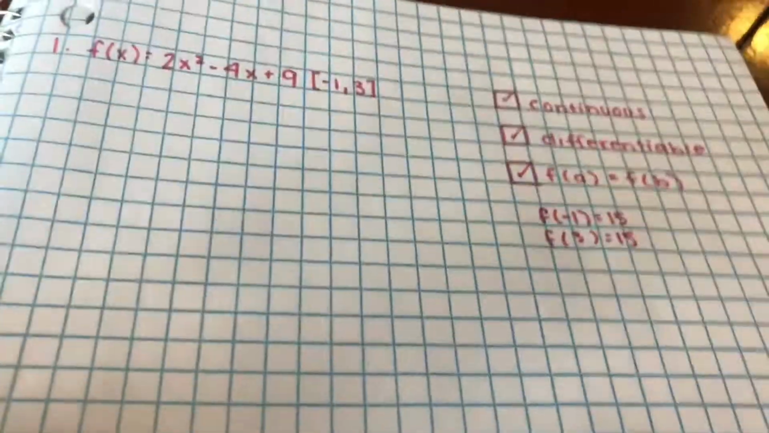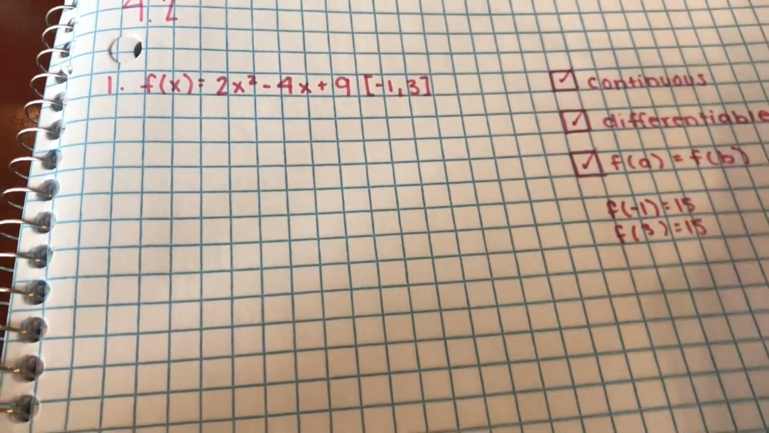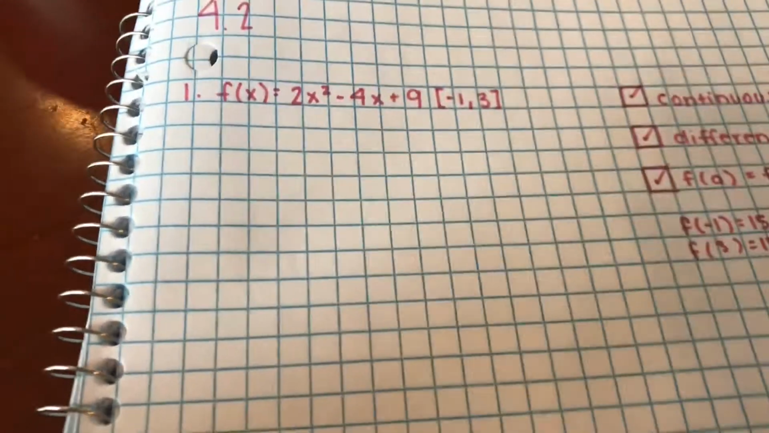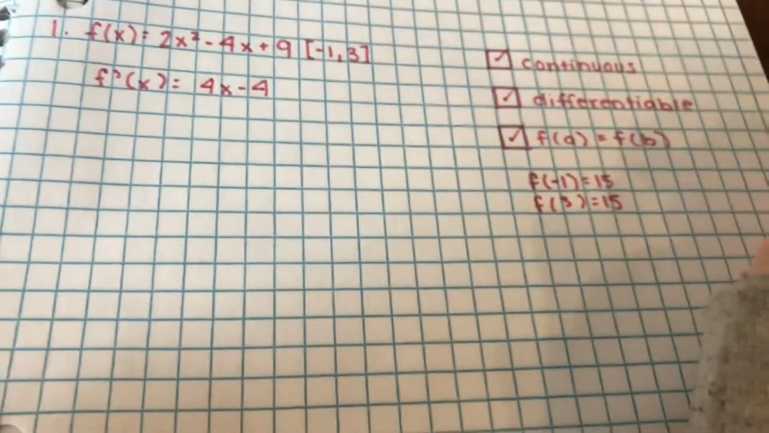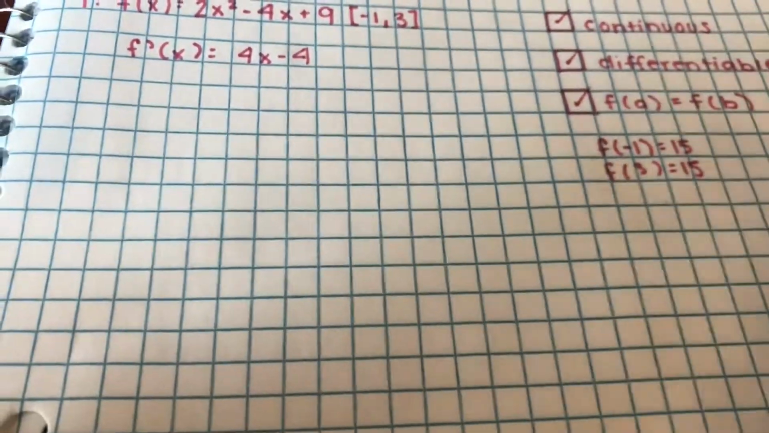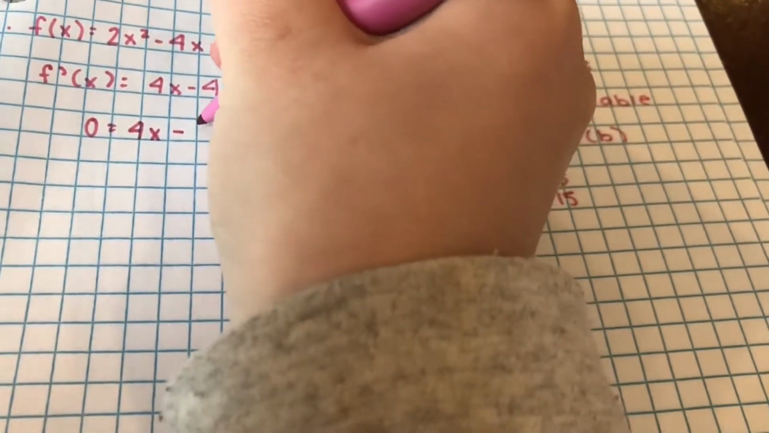Rolle's theorem is dealing with velocity, and the initial equation we're given is position. So we need to take the derivative in order to find the velocity function. We have f prime of x equals 4x minus 4. Then we set this equation equal to 0, because what we're trying to find is when velocity is equal to 0.